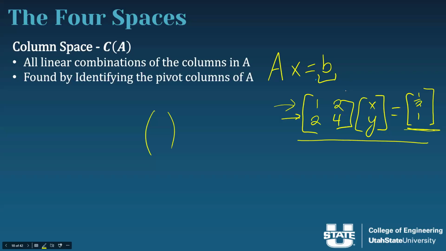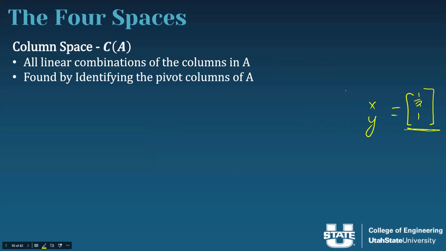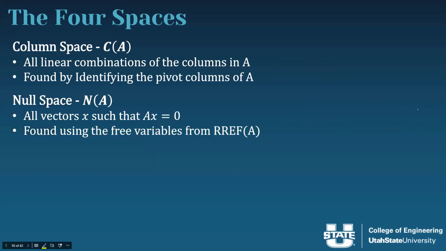Does that make sense? Okay, cool. And we'll do a practice of finding what our column space is, so we'd know what our vectors must be scalar multiples or linear combinations of. All right, the second is the null space, which is all vectors x such that A times x equals 0. And it's found using the free variables from reduced row echelon form. So similarly, how our column space included any b for which Ax equals b, our null space includes any x for which Ax equals 0.